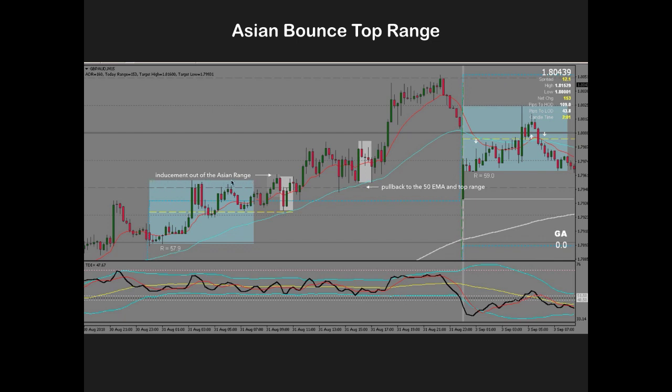So this blue box here, the top of the range, you can see if I draw a line right across, it stops right at the top of the range. And that also happens to be where the 50 EMA is. So, pullback to the 50 and the top of the range.